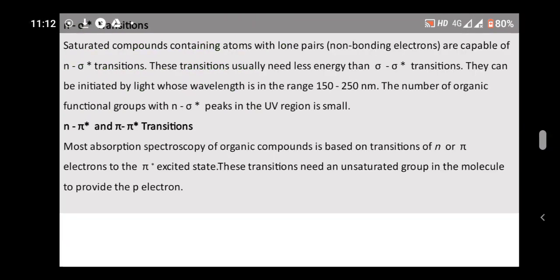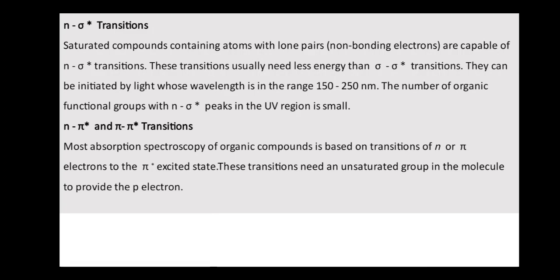Then another is n to sigma antibonding transitions. The saturated compounds containing atoms with lone pairs are capable of n to sigma antibonding transitions, and these transitions usually require less energy than sigma to sigma antibonding transitions, and they can be initiated by light of wavelength 150 to 250 nanometer, and most organic compounds give n to sigma antibonding transitions. Another is n to pi antibonding transitions and pi to pi antibonding transitions.